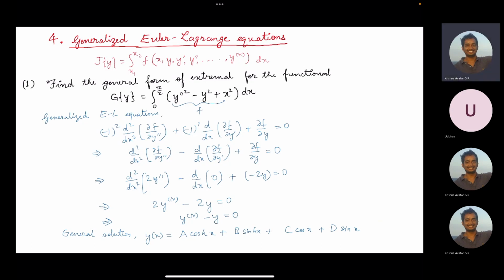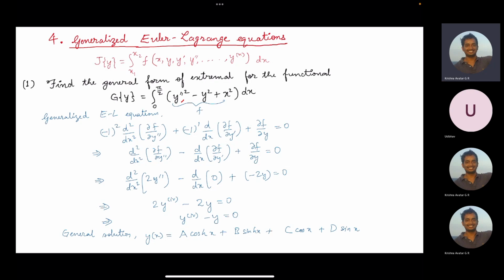So we'll expand it, and then let's substitute the expressions for del f by del y double prime, del f by del y prime and del f by del y. Now del f by del y double prime happens to be 2 into y double prime. Since f does not contain any term in y prime, del f by del y prime is 0, and del f by del y is nothing but minus 2y.